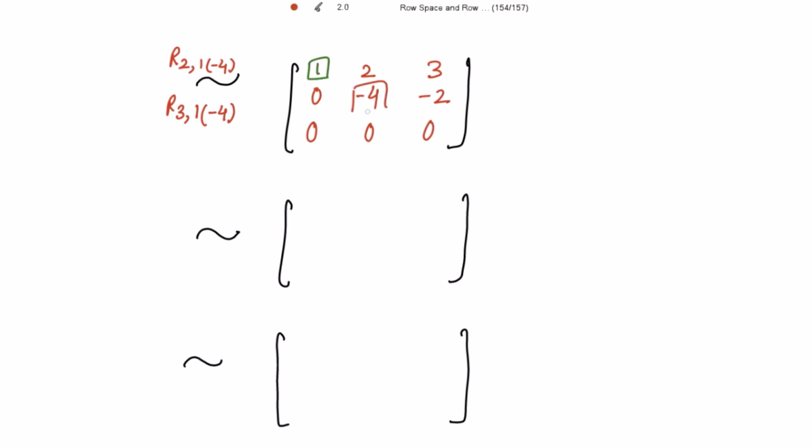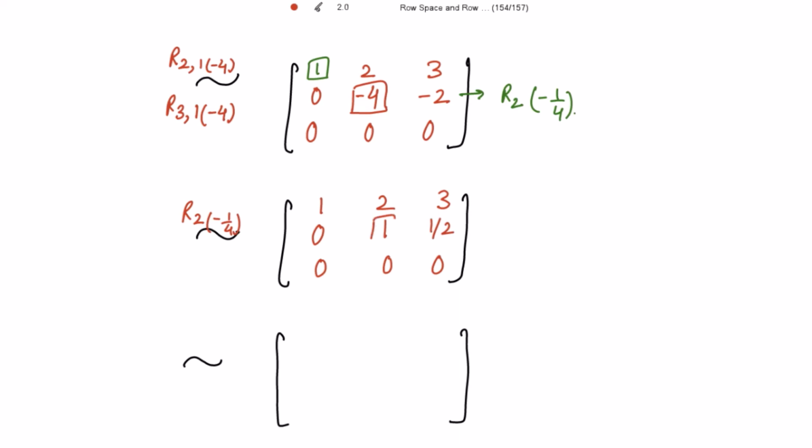Now to make this 1 for the second row, we just need to multiply row 2 with minus 1 over 4. So writing the row operation for row 2 again: row 2 is multiplied with minus 1 over 4. Writing the first row as it is, the third row as it is, and now the elements for row 2. 0 is multiplied with minus 1 by 4, we get 0. Minus 4 is multiplied with minus 1 by 4, we get 1. Minus 2 is multiplied with minus 1 by 4, we get 1 over 2, right?